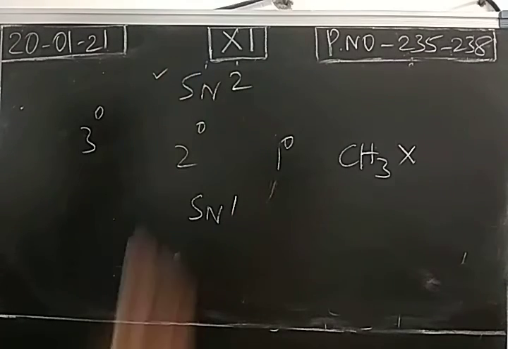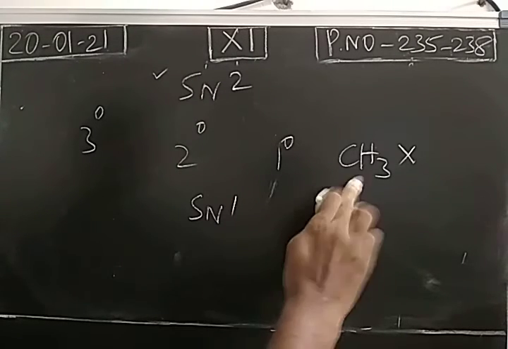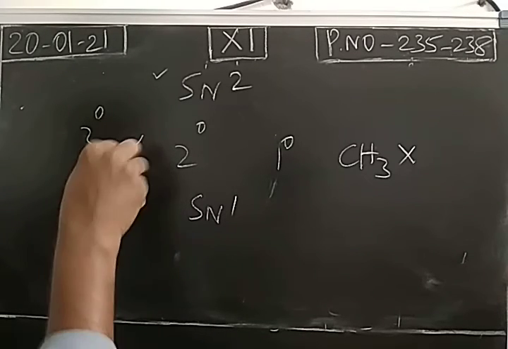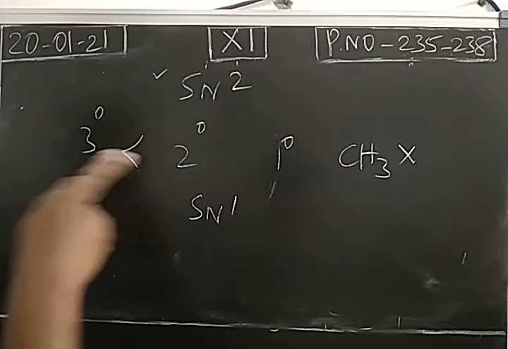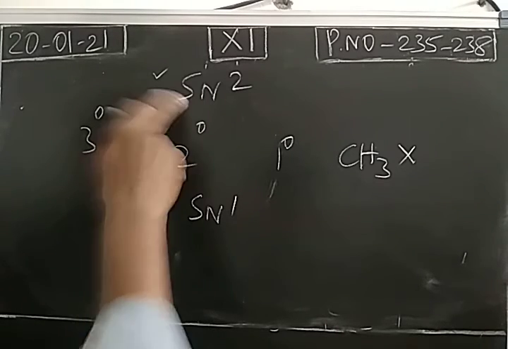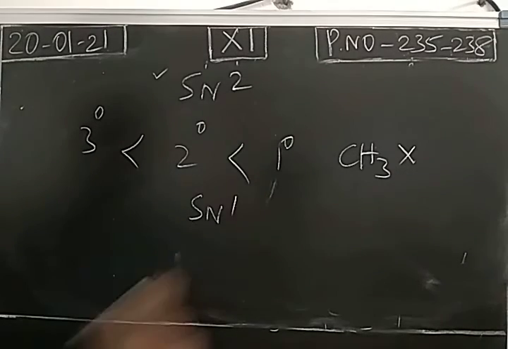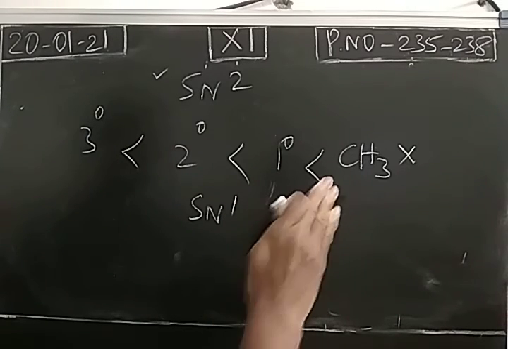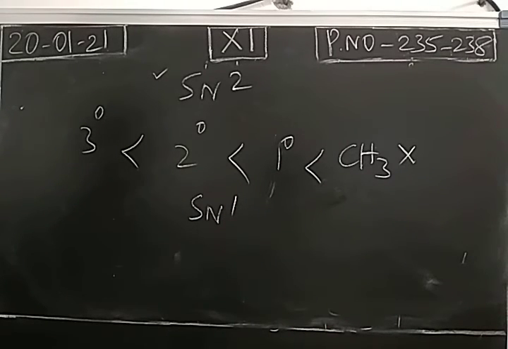When you consider the SN2 mechanism, this will be predominant. Comparing the reactivity of tertiary alkyl halide, secondary alkyl halide will have more reactivity towards SN2. Comparing secondary, primary alkyl halide will have more reactivity. Comparing that, methyl halide will have more reactivity towards the SN2 mechanism.